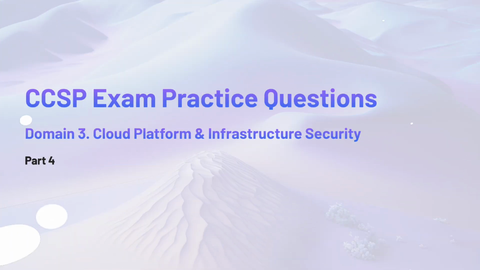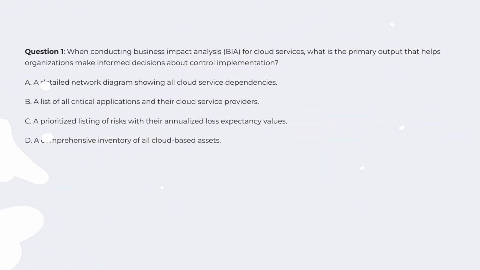CCSP exam practice questions. Domain 3, Cloud Platform and Infrastructure Security. Part 4. Question 1. When conducting business impact analysis, BIA, for cloud services, what is the primary output that helps organizations make informed decisions about control implementation?